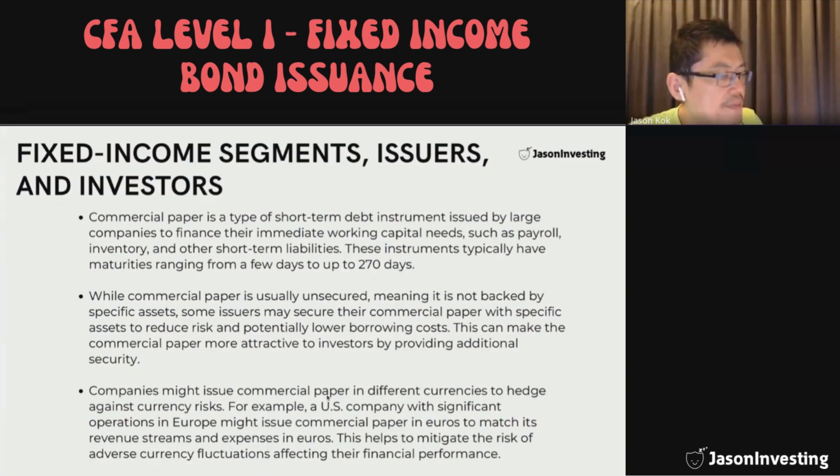Companies might issue commercial paper in different currencies to hedge against currency risk. So this is applicable when you have operations in different countries. For example, a US company that has a significant operation in Europe might issue commercial paper in euros. So this matches its revenue stream and expenses in euros.